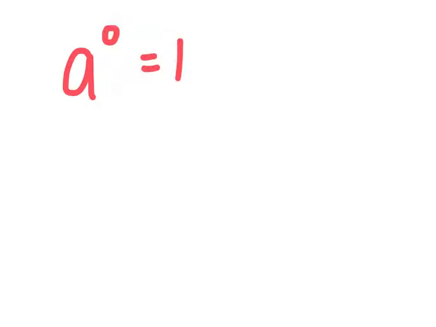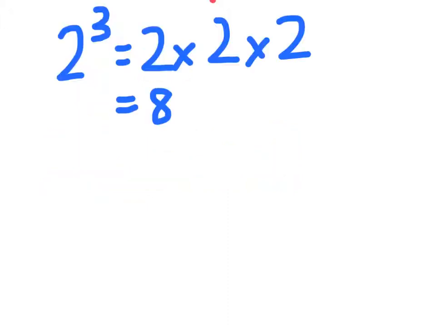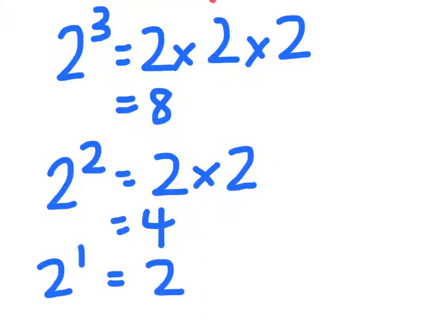Now the way to show this rule works is by working backwards. So if I had 2 to the power of 3, which is 2 multiplied by 2 multiplied by 2, this equals 8. Then we have 2 to the power of 2, which is 2 multiplied by 2, which equals 4. 2 to the power of 1 equals 2. And then we have 2 to the power of 0 equals 1.